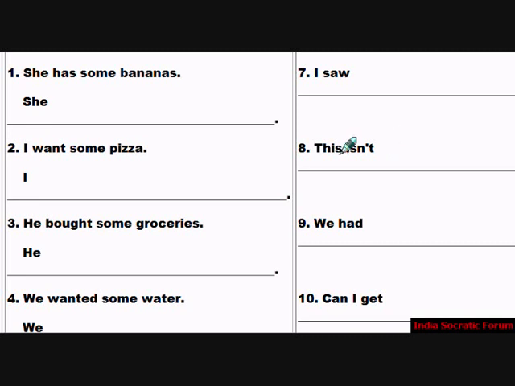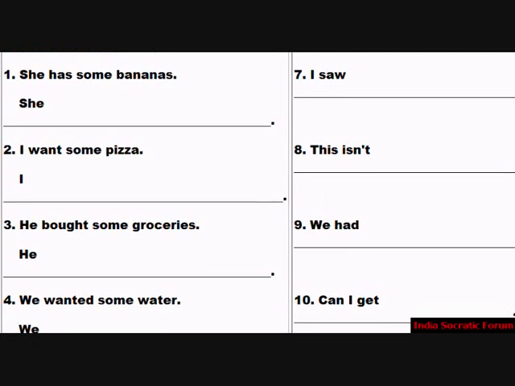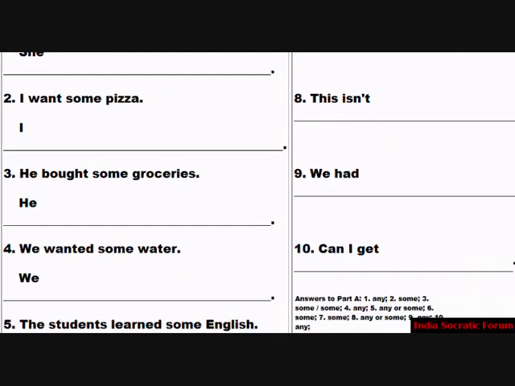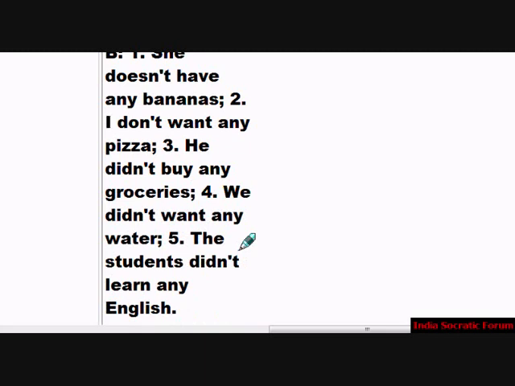Okay, now you are going to be exposed to the answers. So just make a note of the answers and then, okay, here are the answers to part A, part B and part C. Okay, substitute these answers and rewrite the sentences. Here are the answers for part B.